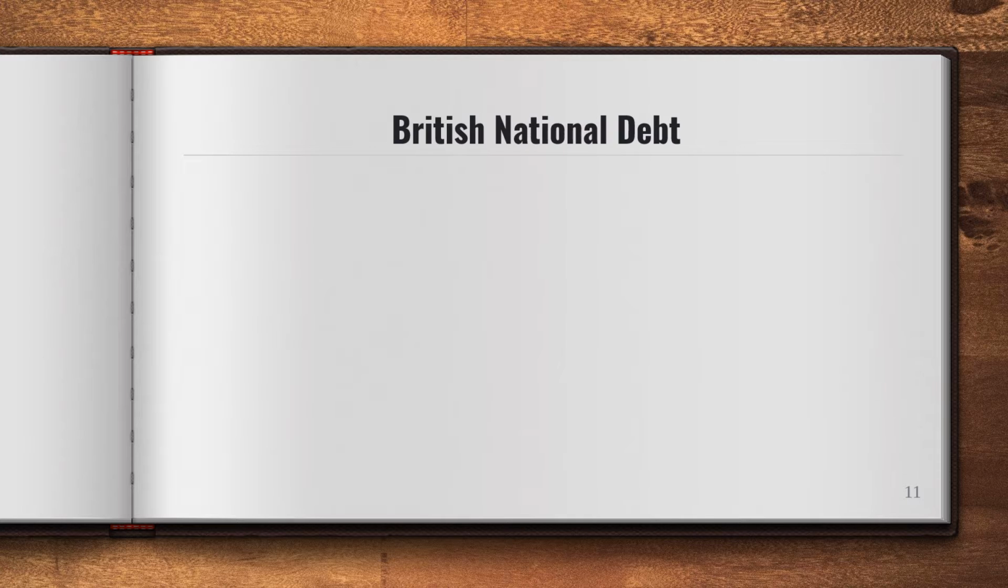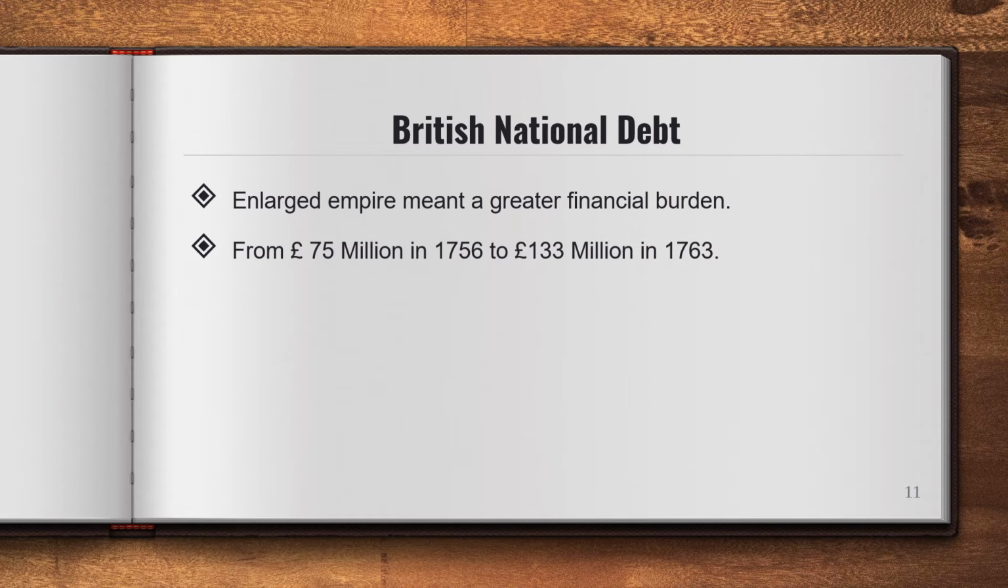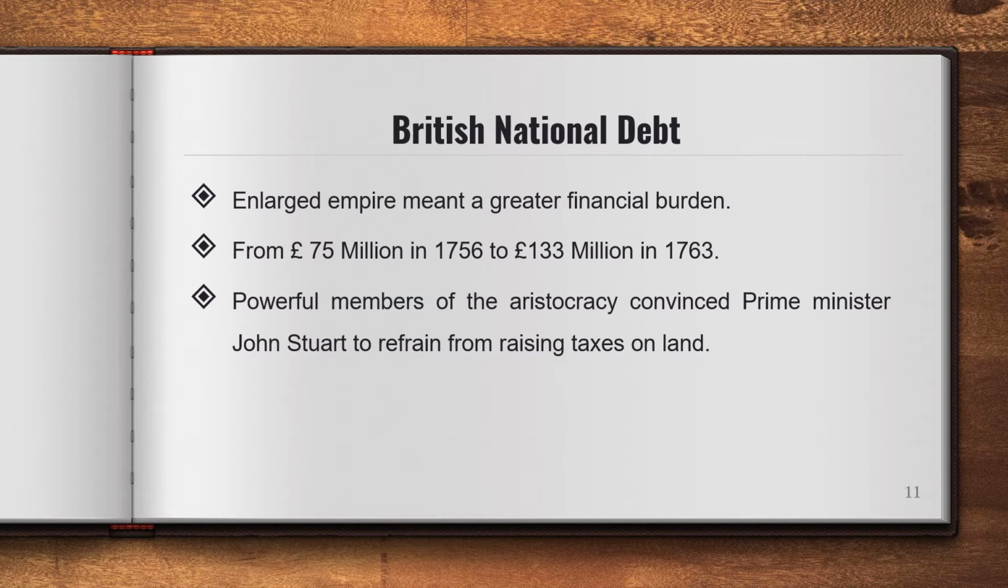Moving on to the British national debt. A large empire means a greater financial burden. So yung debt nila na 75 million pounds in 1756, mas dumoble pa siya pagdating ng 1763 kasi naging 133 million pounds na siya. So what the powerful members of the aristocracy did, they convinced the Prime Minister John Stuart to refrain from raising taxes on land.